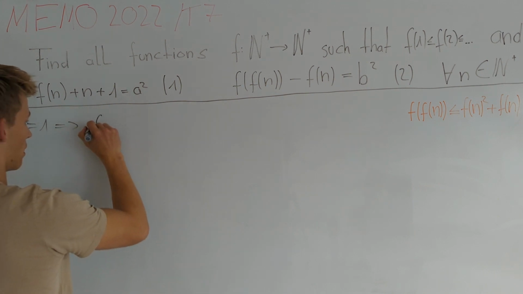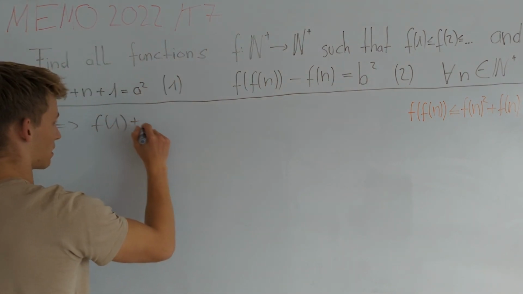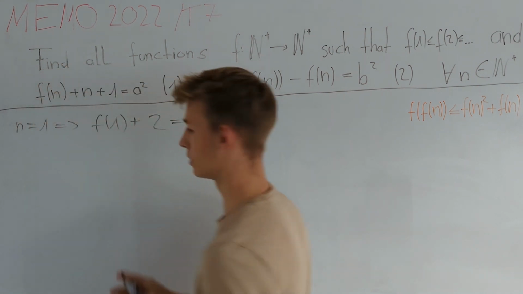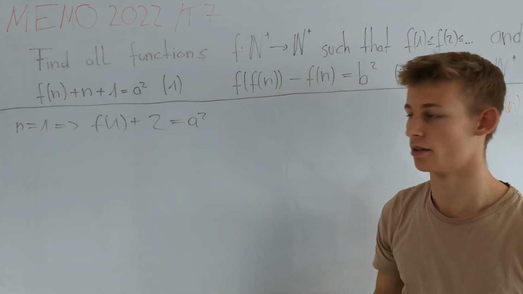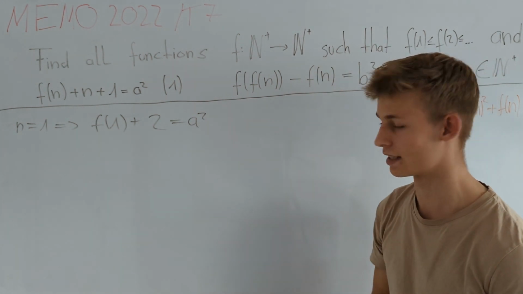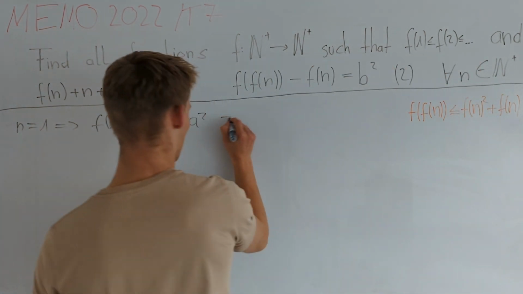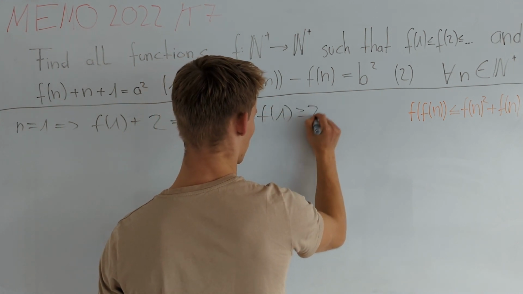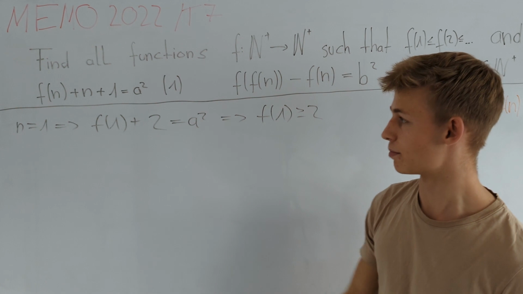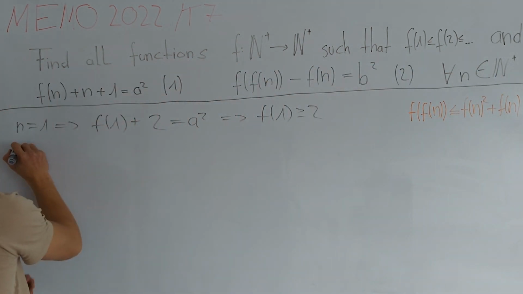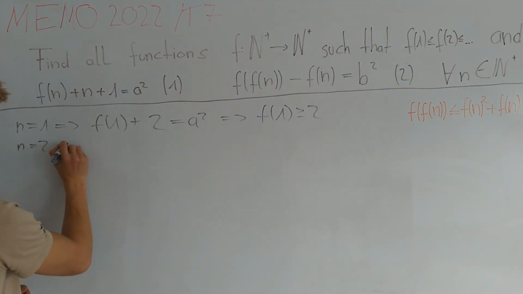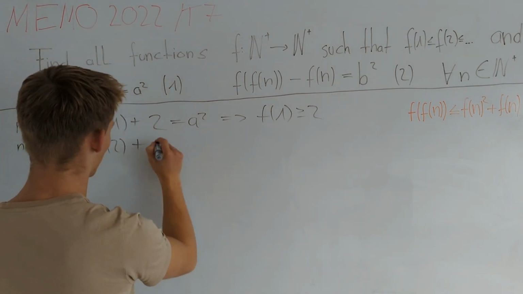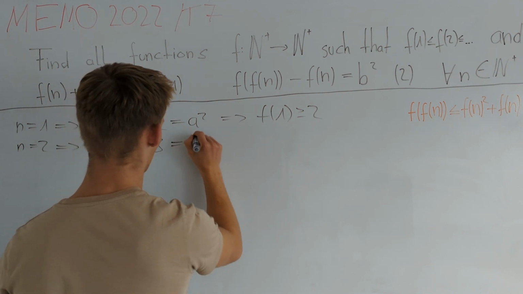This yields f(1) plus 2 is equal to a squared. And here we see that since a squared is a perfect square, this must be at least 4, and therefore f(1) is greater than or equal to 2. Okay, let's plug in also n equals 2 in this equation. This gives us that f(2) plus 3 is equal to a squared.